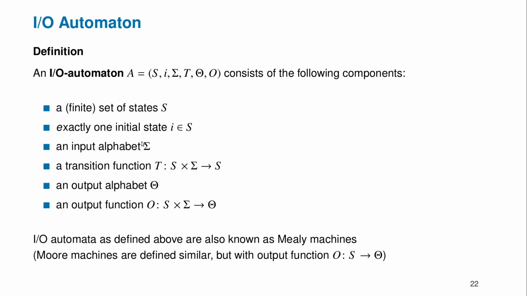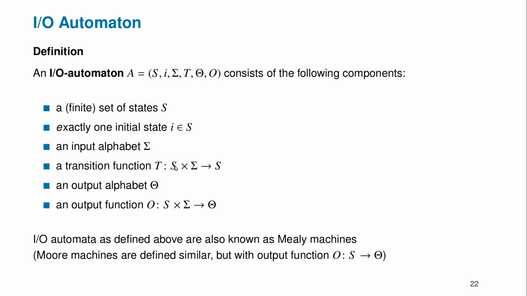Then we have the input alphabet sigma, which defines how the words look like, or which symbols the words contain that are read by the I/O automaton. And based on this input alphabet sigma, we define a transition function. It's important here that we have a function and not a relation, meaning that it's always clear what is the next state when we read a certain symbol, and there are no non-deterministic choices. So the transition function takes a state and a symbol from the alphabet and maps it to the next state.